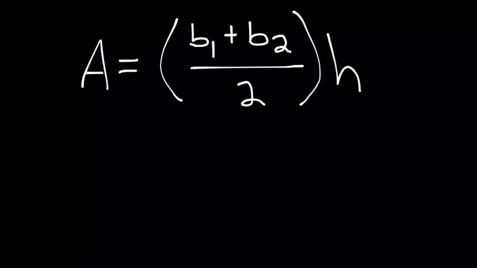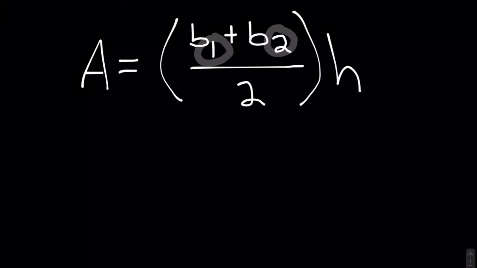If you've never seen these little numbers down here before, the 1 and the 2 are called subscripts. They don't really mean anything. You're not going to use them in the math. All they do is classify things as first, second, third, and so on. So in this case, b1 is the first base and b2 is the second base. Other than that, they don't really do anything.